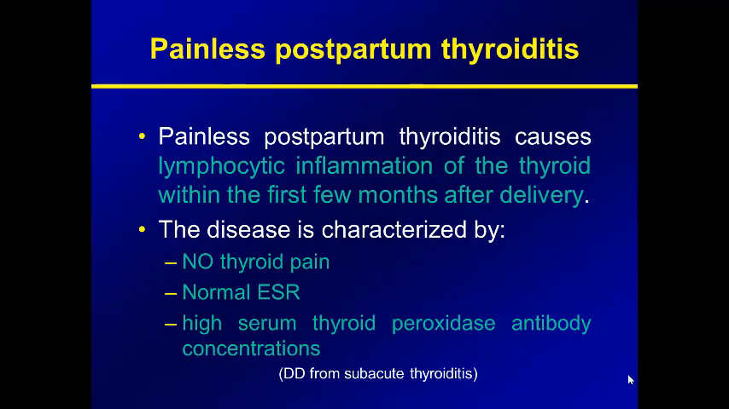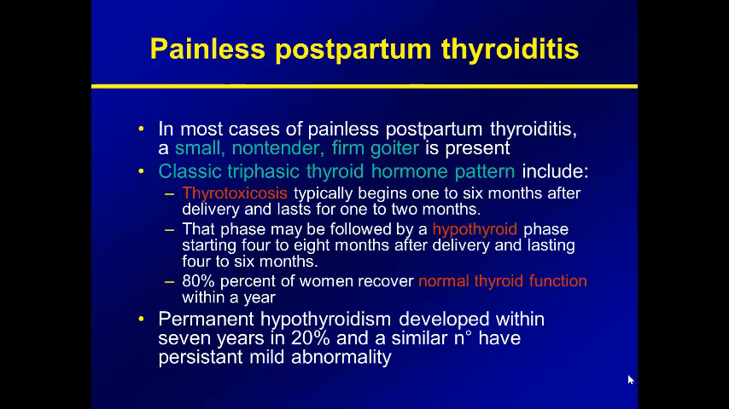Painless postpartum thyroiditis is associated with pregnancy and lactation. It causes lymphocytic infiltration of the thyroid within the first few months after delivery, and the disease is characterized by no thyroid pain, just mild enlargement, with a normal erythrocyte sedimentation rate (ESR) and a high serum thyroid peroxidase concentration. In most patients coming to us with painless postpartum thyroiditis, a small, non-tender, firm goiter is present, with the classic triphasic thyroid hormone pattern.